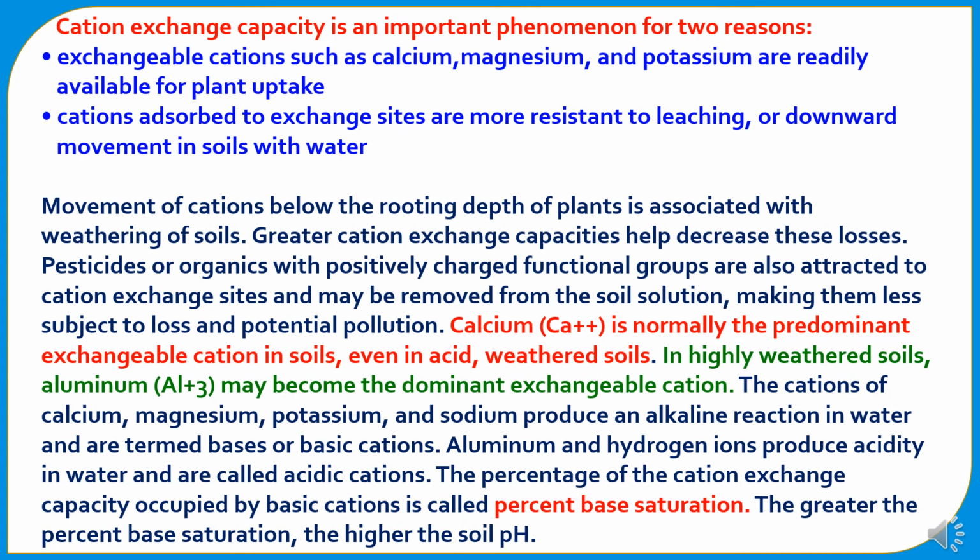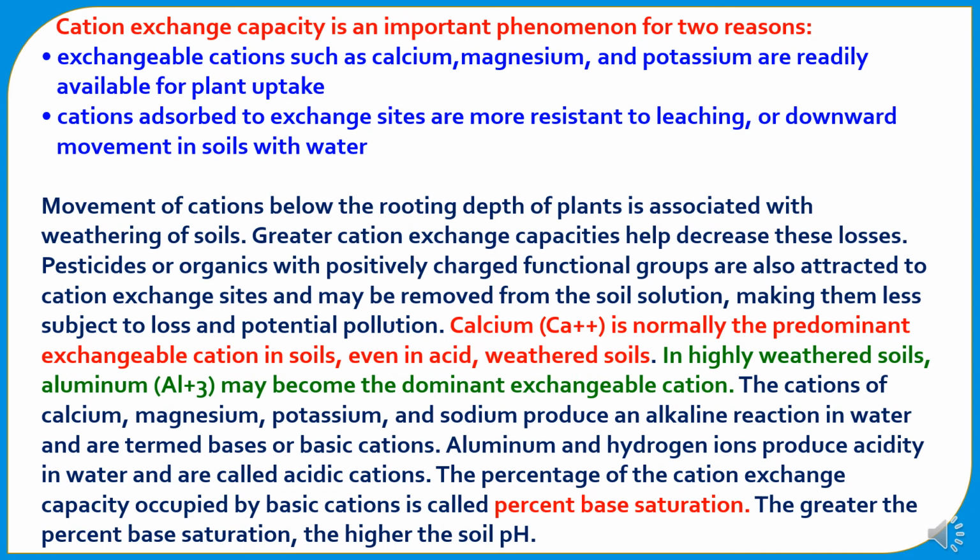Pesticides or organics with positively charged functional groups are also attracted to cation exchange sites and may be removed from the soil solution, making them less subject to loss and potential pollution. Calcium is normally the predominant exchangeable cation in soil, even in acid weathered soils. In highly weathered soils, aluminum may become the dominant exchangeable cation.